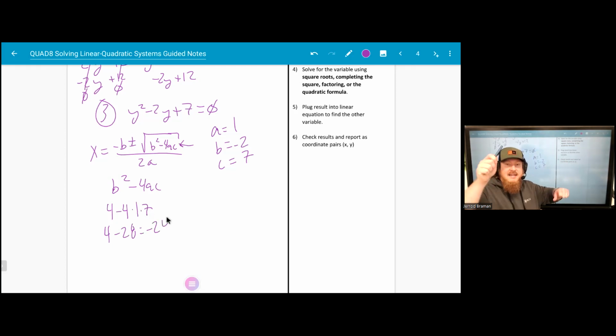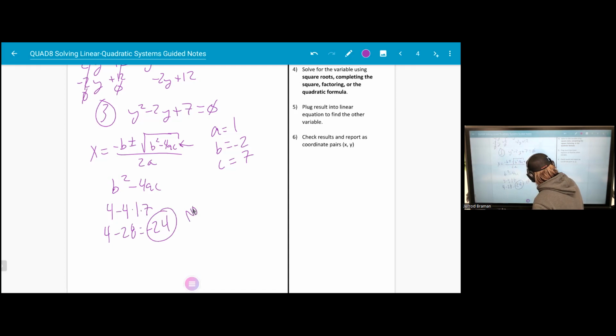Because the discriminant is negative, we have no real solutions. In other words, this line and this quadratic will not touch.